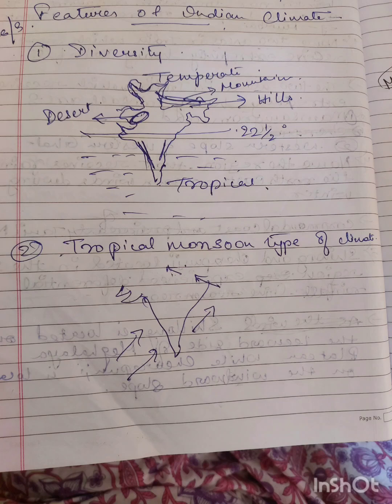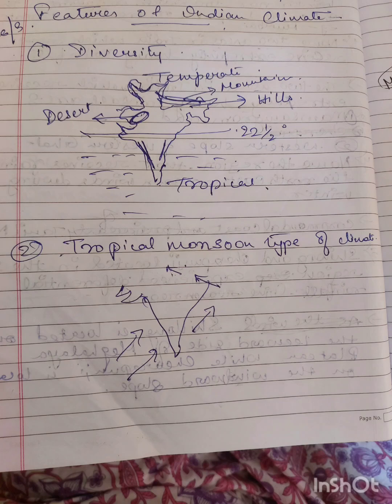So the first diagram that is shown over here shows how diversity helps. Diversity is a part of Indian climate. See, we find all types of climatic condition in our country, like desert type of climate, temperate type of climate, mountain type of climate, then tropical type of climate. So the areas are shown and the diagram is drawn accordingly.